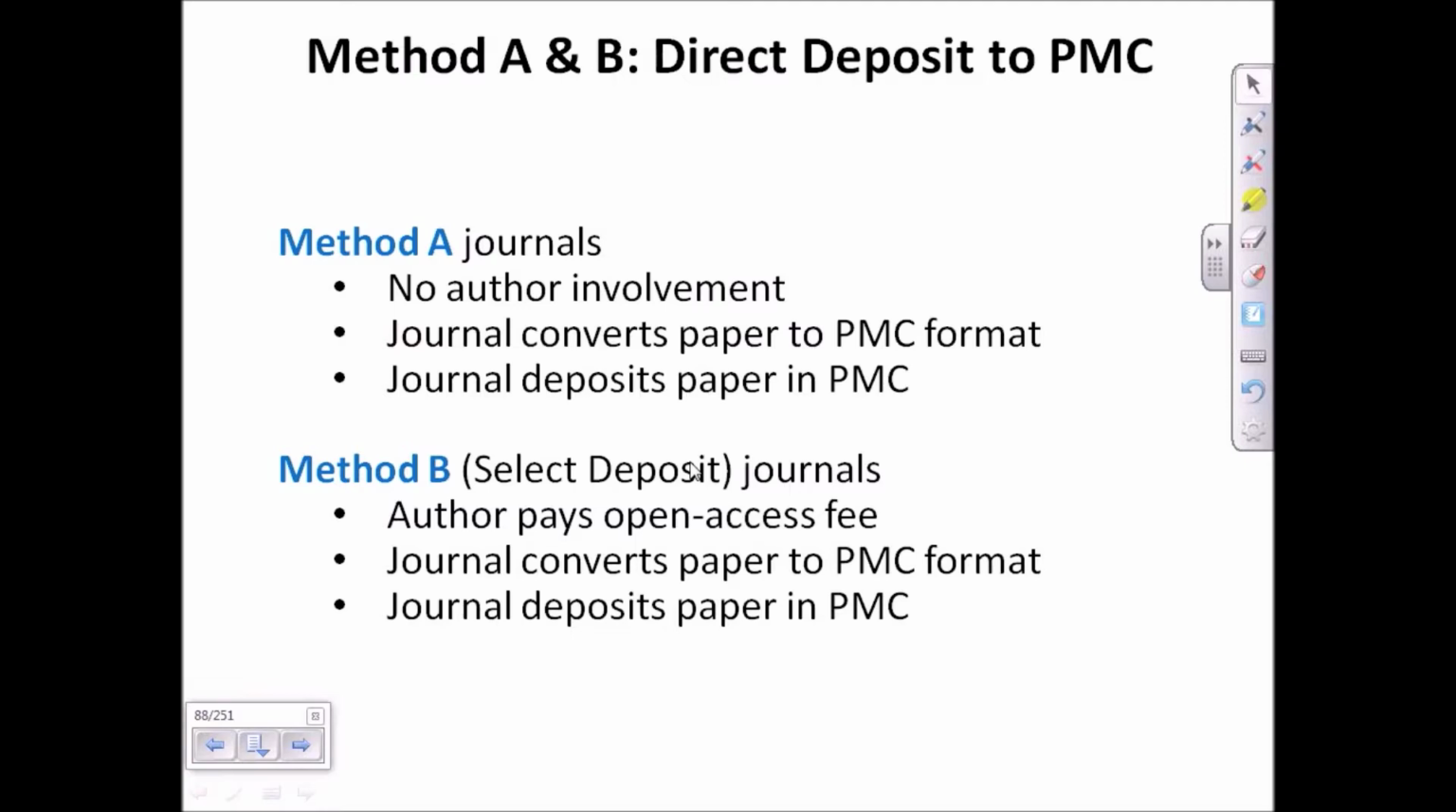These are journals that will not automatically deposit all their papers into PubMed Central because they want to get paid. So they require the author to pay an open access fee first before they do this. But once you pay the fee, then they go ahead and convert it, and they go ahead and stick it into PubMed Central for you. Usually these open access fees are around $2,500. That's an average ballpark figure. They can vary from journal to journal, but that's a good estimate. So method A and B: A, they do it for you. B, you have to pay.